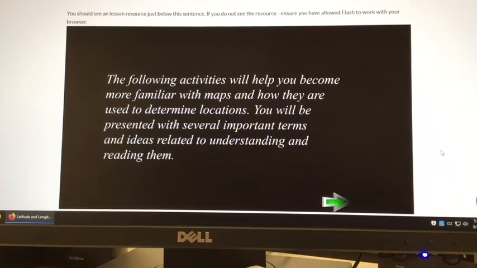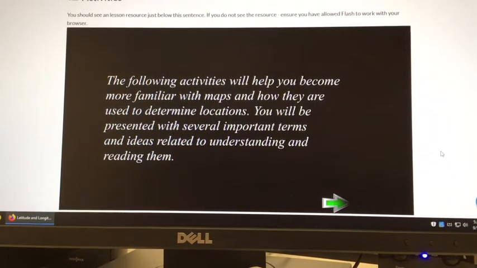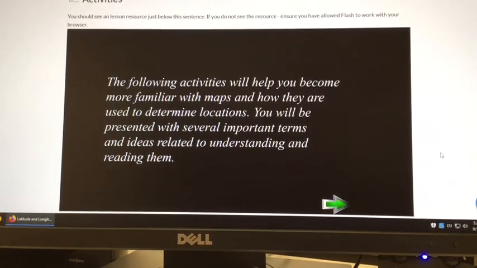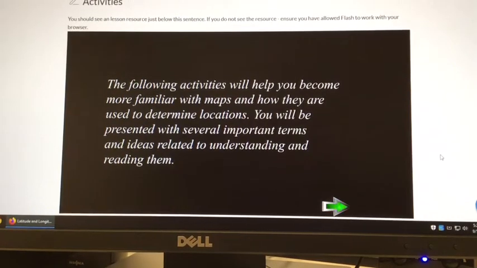This is for the latitude and longitude activity. The following activities will help you become more familiar with maps and how they are used to determine locations. You will be presented with several different important terms and ideas related to understanding and reading them.